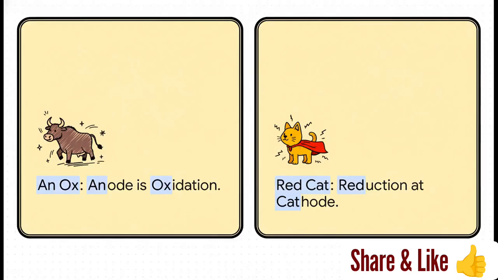You just need to remember 2 tiny phrases, an ox and red cat. An ox tells you that at the anode, oxidation happens. And red cat, that tells you that reduction happens at the cathode. Say it with me now. An ox, red cat. This is the official chemistry definition.